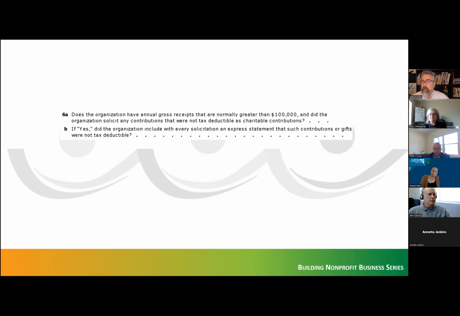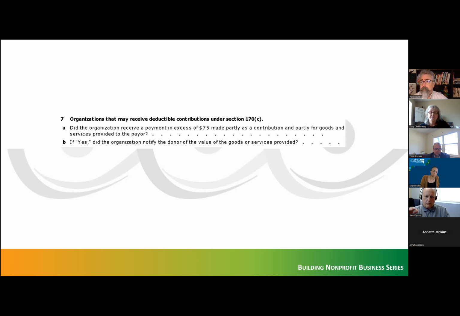So if you're doing those sorts of things where it's a gala or some other sort of event where somebody is getting something in return, you actually have to provide them with documentation that says so much of your gift is tax deductible, or this is the amount that is not tax deductible. So that's just what that question is asking.